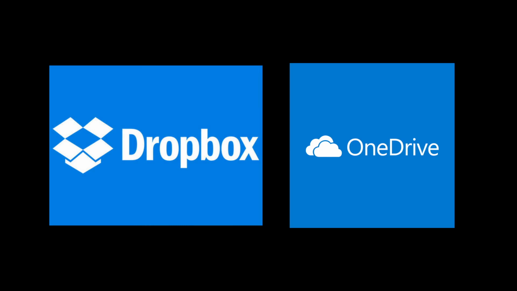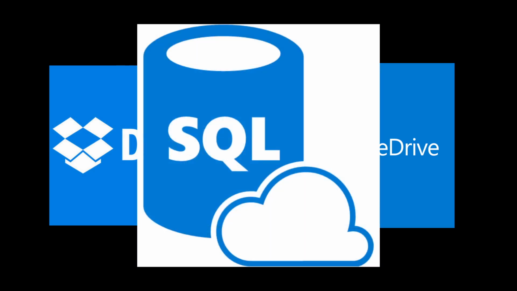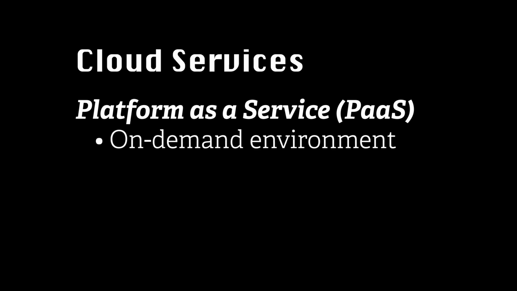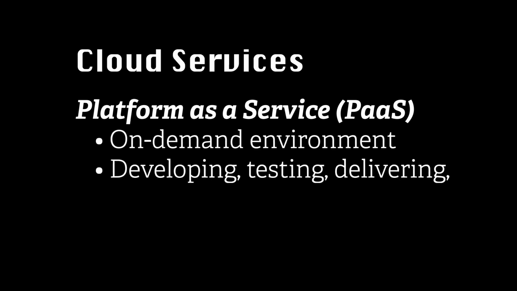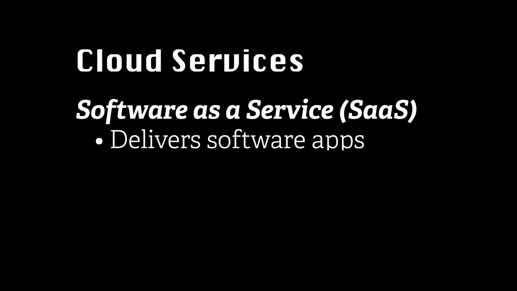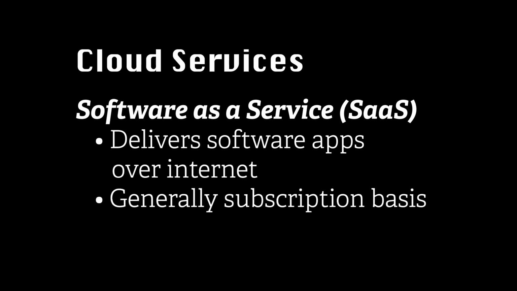Also, if you had an application that needed a database that could be reached from anywhere, you could use an online SQL database so that you wouldn't need to buy a server, then make it accessible to the internet securely, and then host that database. There's also platform as a service, which is an on-demand environment mostly used for developing, testing, delivering, and managing software applications. And finally, there's software as a service, which delivers the end software application over the internet. Usually, they do that on a subscription basis.